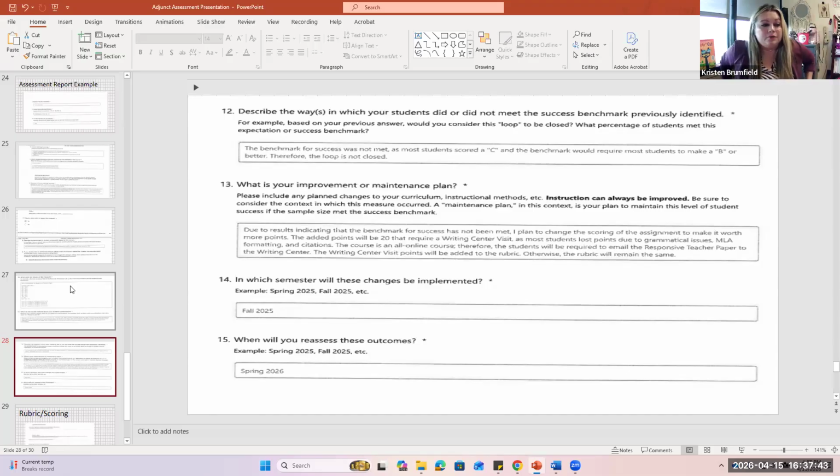And so I put in here, the results indicate the benchmark had not been met, and I plan to change the scoring of the assignment to make it worth more points. I added points that require a writing center visit. And of course, that is to help with the grammatical issues, the MLA formatting, and the lack of citations.